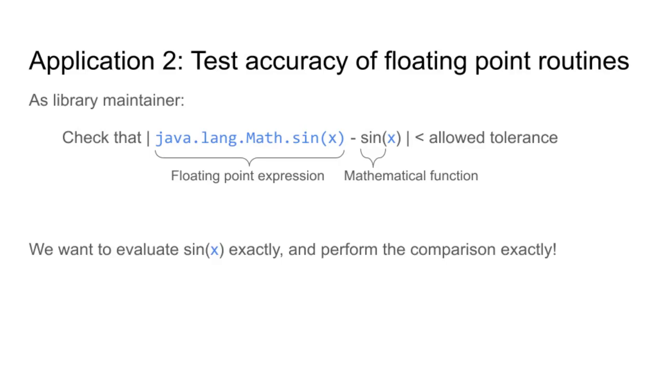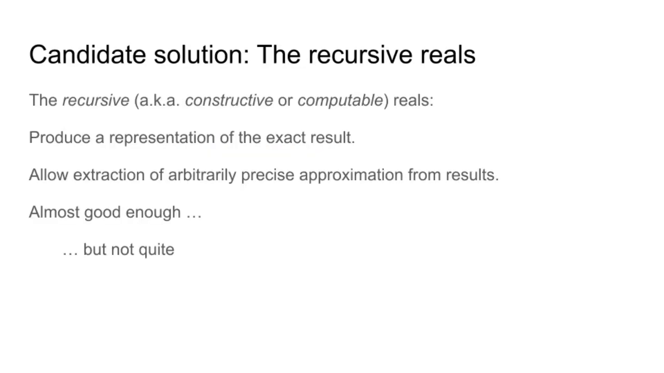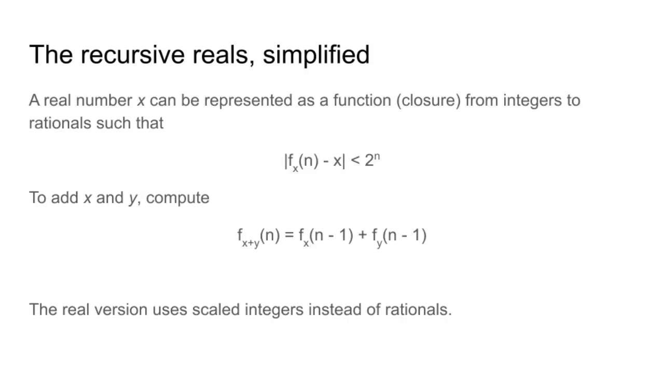The standard way, more or less, to approach such a situation is to use something called the recursive reals. These have the advantage that they produce, in some sense, exact results, which can then be used to compute arbitrarily precise approximations from that result, which for all purposes turns out to be almost good enough, but not quite. One way to view the recursive reals is as representing each real number as a function. The function just produces an approximation to any given precision that's requested.